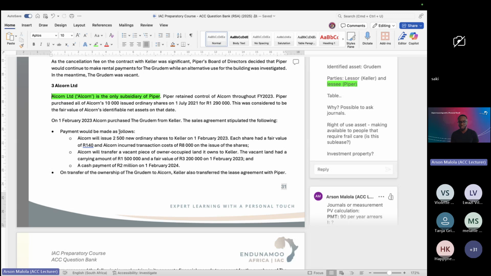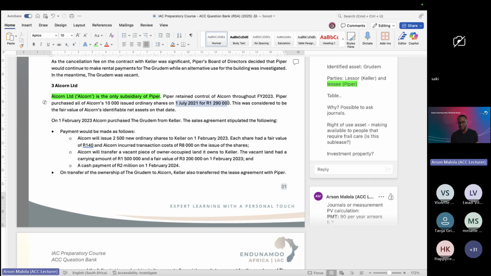So Piper retained control of Alcorn throughout financial year 23. So we're being told that the control was not transitionary. Alcorn was part of the Piper group all throughout the current financial period. Piper purchased all of Alcorn's 110,000 issued ordinary shares on 1 Jan 2021 for 1.2 million.